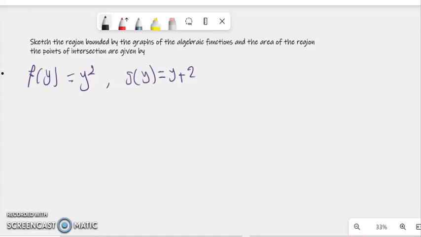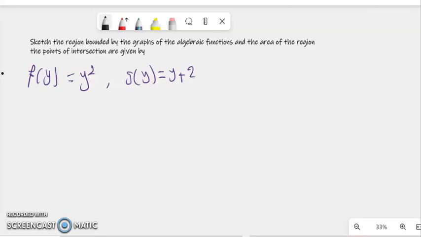We have a new problem here for application of the integration. Sketch the region bounded by the graphs of the algebraic functions and find the area of the region. It wants to know the area of the region. So we want to sketch the region bounded by the two functions, and calculate the area.